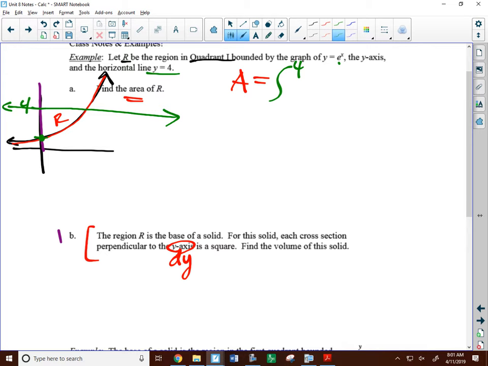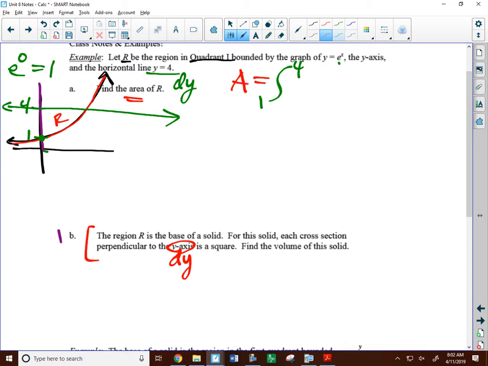So e to the x crosses the y-axis when its x value is 0. And so we're going to get 1 here. It's just the y-intercept of a to the x type functions. Okay, and so we're going to get 1 to 4. And then, since this is a dy question, I'm choosing to do it as right minus left.